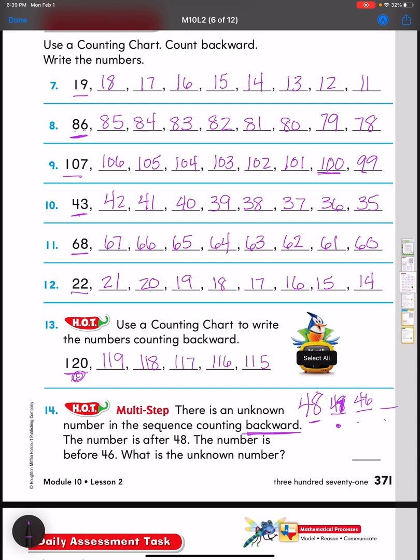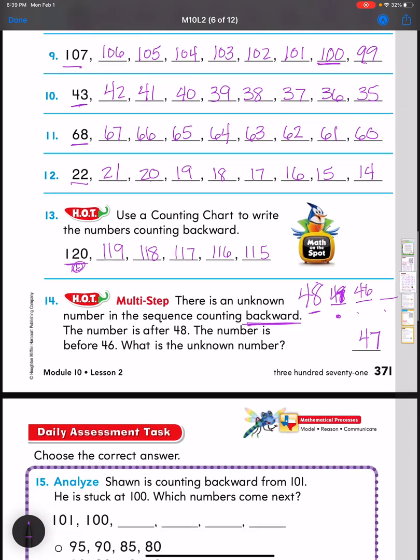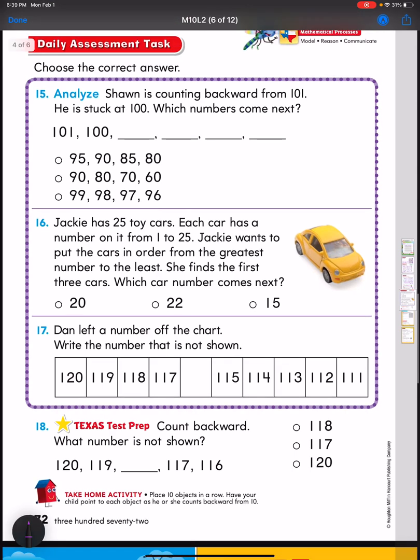So you could use a hundreds chart or 120s chart to look for these mystery numbers like this to get a visual. That would be a lot better. So our unknown number is 47. Okay, so let's choose our correct answer. Sean is counting backward from 101. He is stuck at 100. What number comes next? So 101, 100.